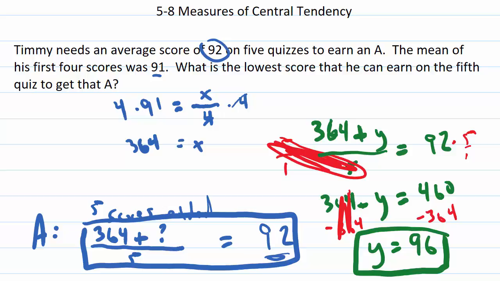If he scores 97, of course, he will also. 98, 99, and 100, he will too. But he has to score at least a 96.